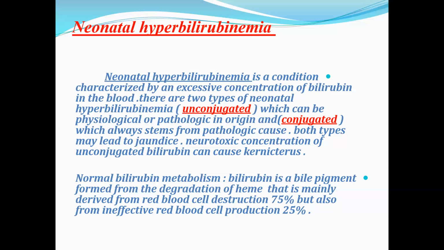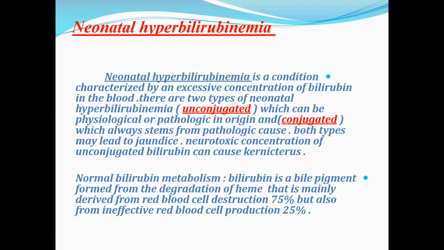Neonatal jaundice is a condition characterized by excessive concentration of bilirubin. In fact, we have two types of neonatal jaundice. The most common is unconjugated or indirect, which can be physiological or pathological in origin, while conjugated or direct jaundice always stems from a pathological cause.